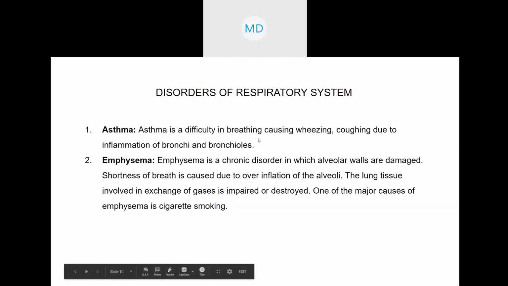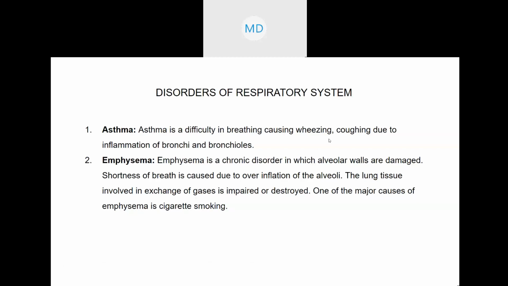Like asthma, the symptoms are difficulty in breathing, coughing, wheezing. In the case of emphysema, it is shortness of breath. Your breath becomes short because of inflation, meaning swelling and damage of the alveoli. So the lung tissue, that means the alveoli and everything present inside our lung, also gets destroyed and infected.